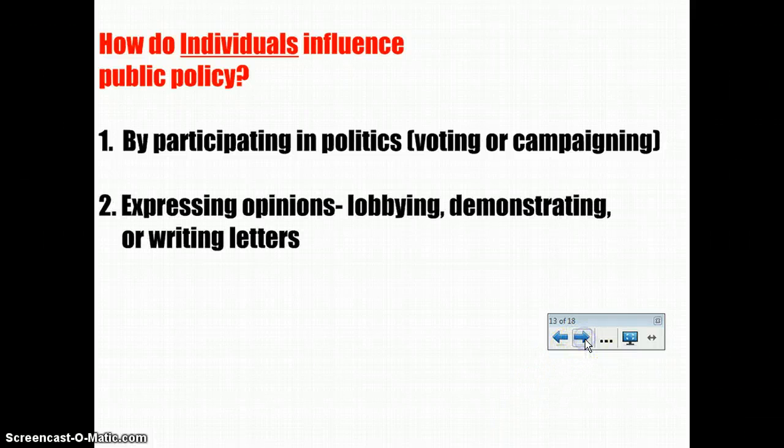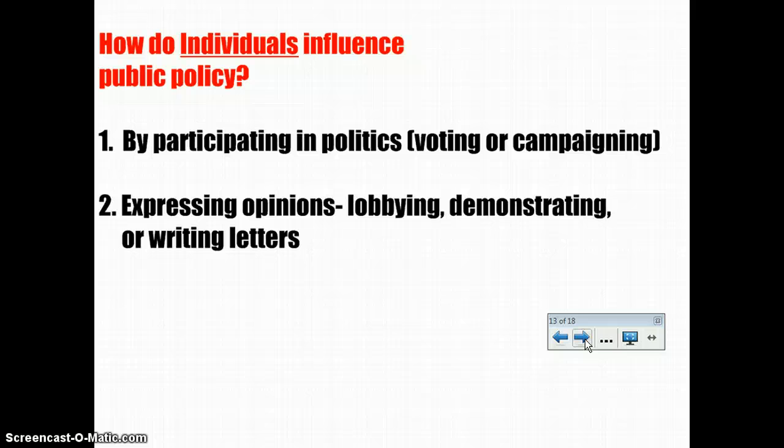The second way that individuals influence public policy is by expressing our opinions. So if we feel especially passionate about a particular issue, we should express our opinions and make sure that our voice is heard. By doing this, we would be exercising our First Amendment rights. So we have the right to freedom of speech, so lobbying government officials, lobbying lawmakers to influence policy making.